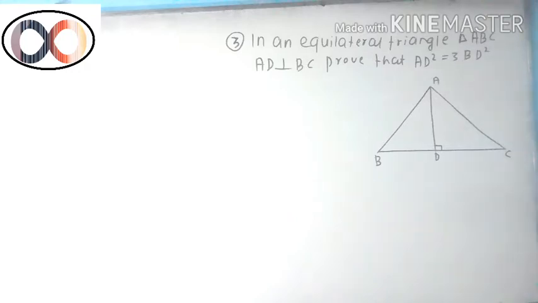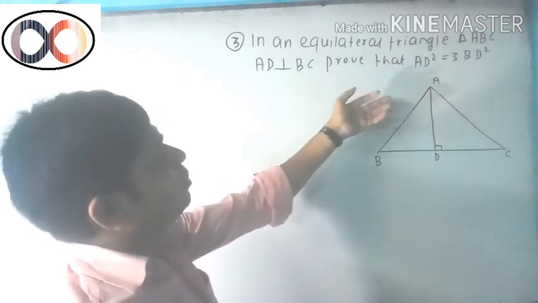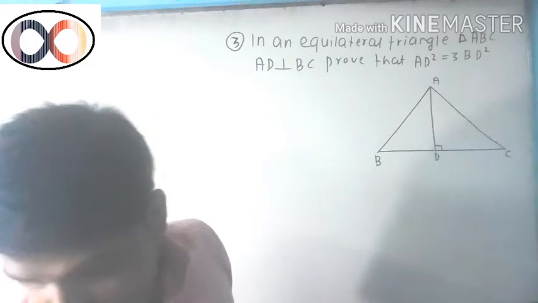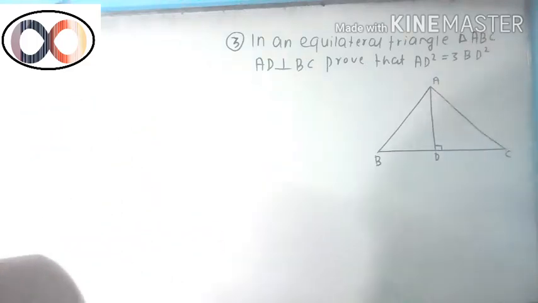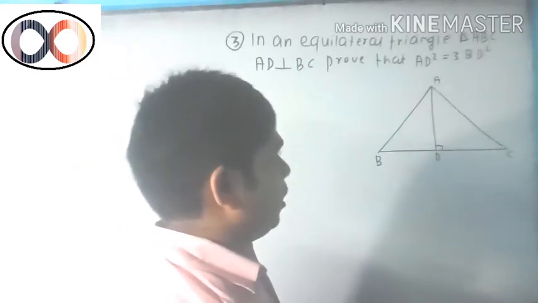Okay, this is the question. You can see, in an equilateral triangle ABC, AD is perpendicular to BC. Prove that AD square equals 3 BD square. So this is the equilateral triangle. As we know, if all the sides of a triangle are equal, then we call it an equilateral triangle.